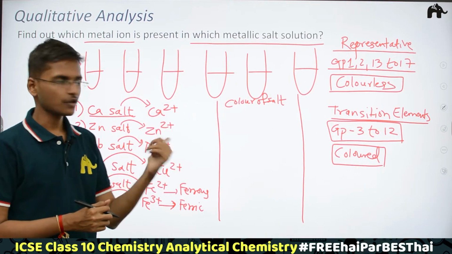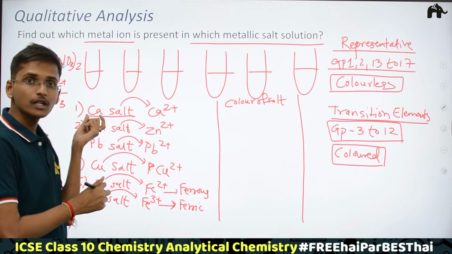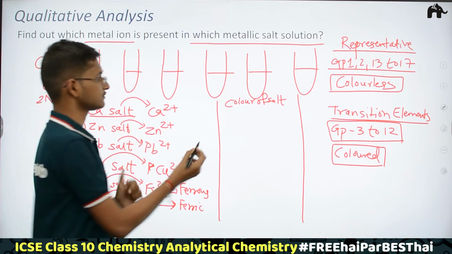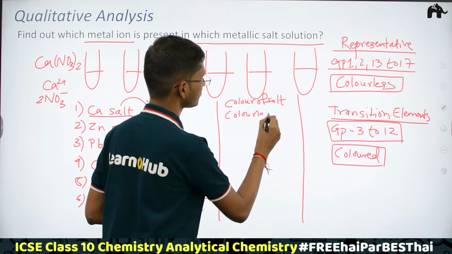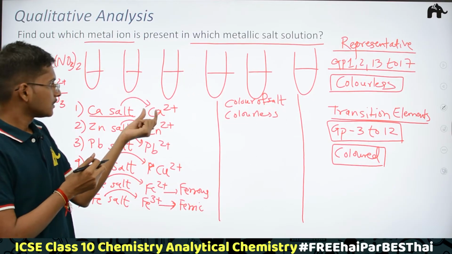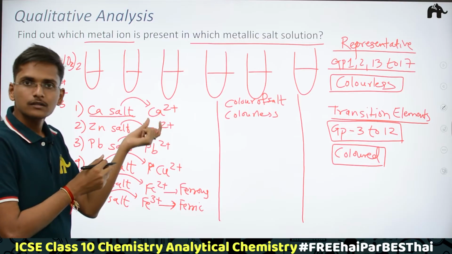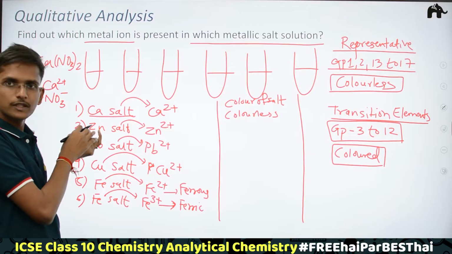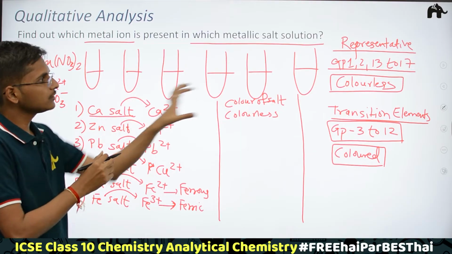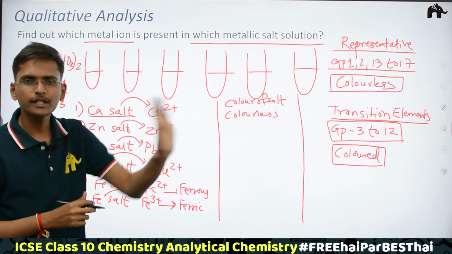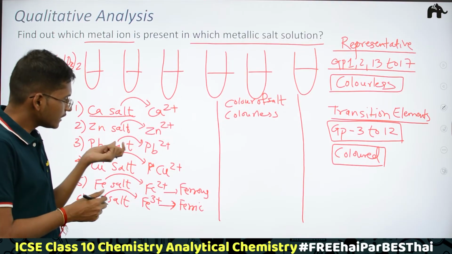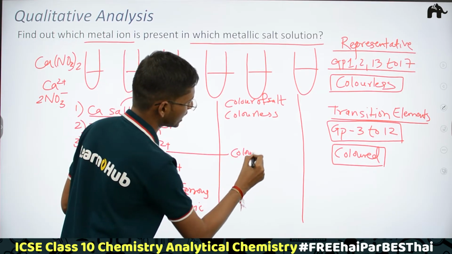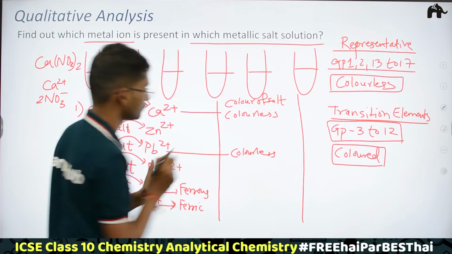Now we have to just apply this logic here. We know calcium is a representative element, so the salt of a representative element is colorless, very simple. I'm writing here colorless. So this Ca2+ salt, the calcium salt which has the Ca2+ ion, is colorless. Now moving ahead to lead. Lead is between group 13 to group 17, a p block element. So lead is also a representative element, so again it is colorless. I am writing a dash in front of it so that it would be easy for you.